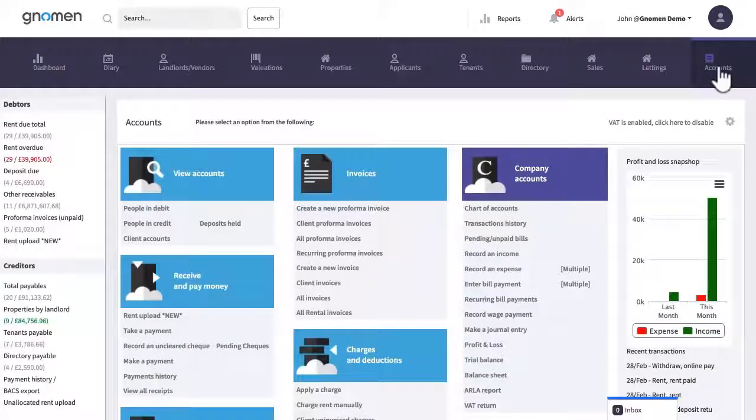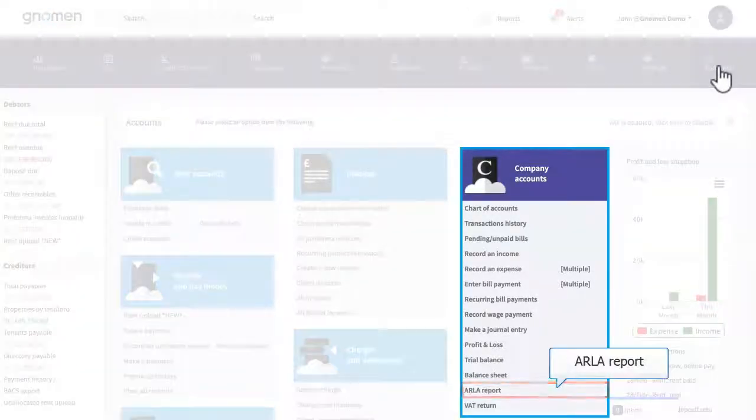Gnomon not only lets you manage your client's money, but you're also able to do your office's bookkeeping. Now the term client accounting is referred to where you would manage money on your client's behalf. For example, you may manage rent, deposit, work orders, and so on. Now if we take a look at the ARLA report, we can get a snapshot of what client's money we're holding.